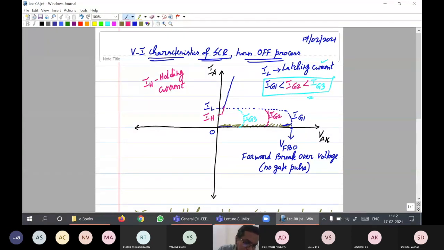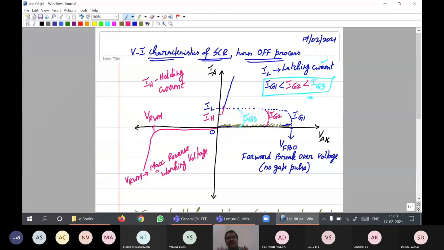So the reverse characteristics is going to be very similar to that of the forward bias characteristics. When we reverse bias the anode cathode, the SCR is going to be reverse biased. There will be a maximum voltage below which the SCR is going to be damaged. It is called VRWM, which refers to maximum reverse working voltage. Which means this is the maximum reverse voltage that the SCR can withstand. Above this, if you increase the reverse voltage, it will give way, it will get damaged. Fine. So these are the significant points with regards to the VI characteristics of an SCR.